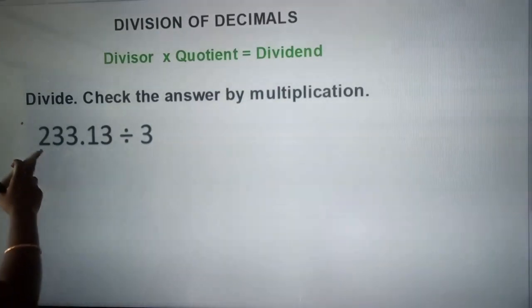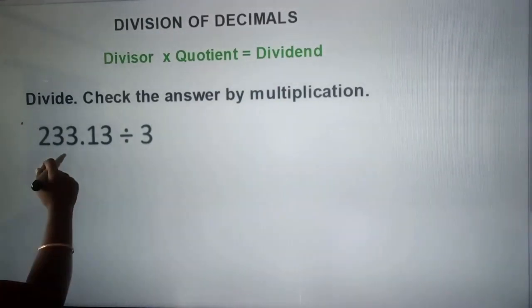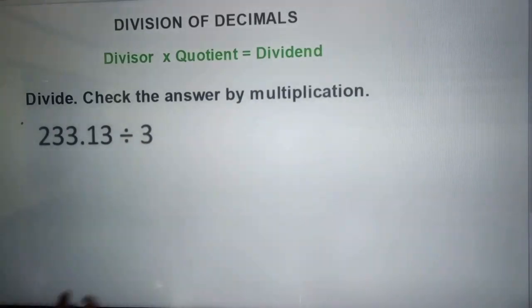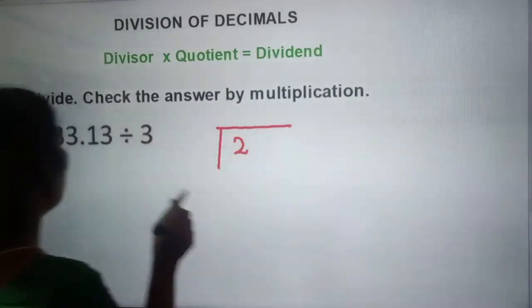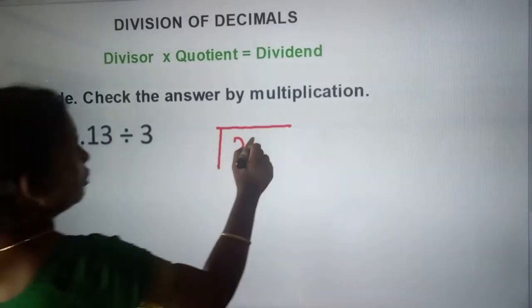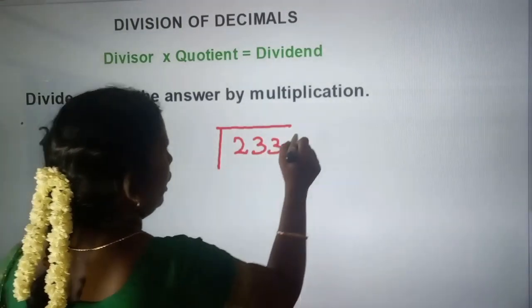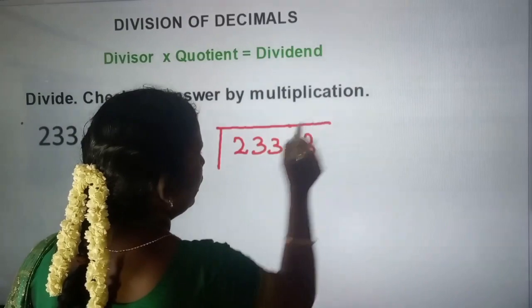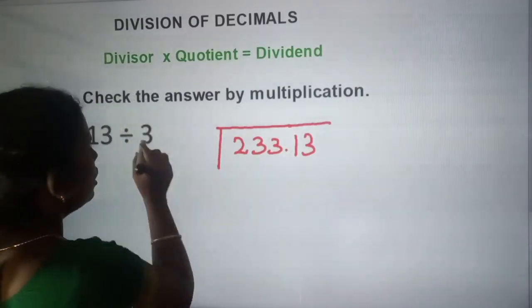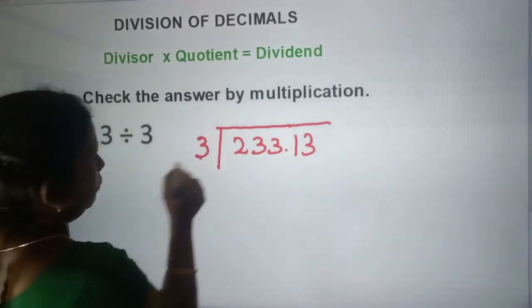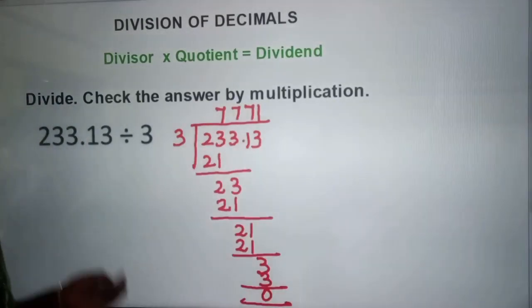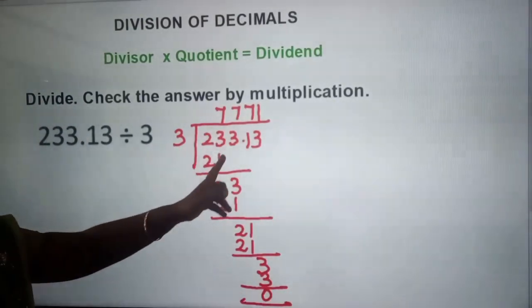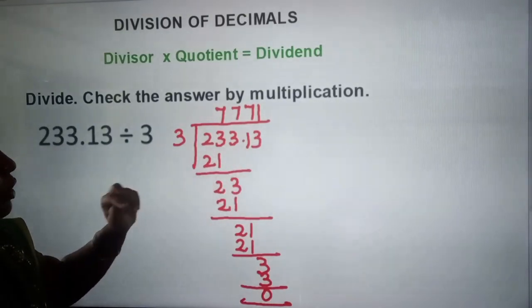See, now I am going to do the division with 233.13 divided by 3. Here also, the same way, we should not bother about this decimal point when we are doing the division. We have to write the number as it is, 233.13. The divisor is 3. This is the division, this is the divisor. Now, see, 233.13 we are going to divide by 3, ma.